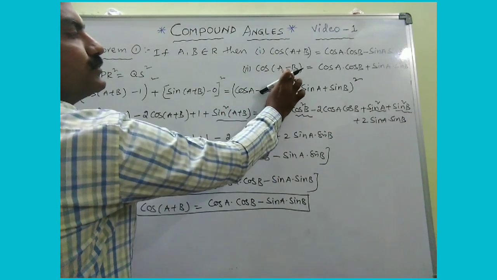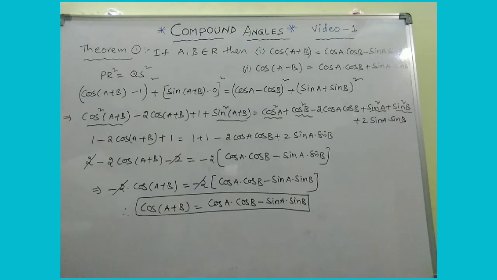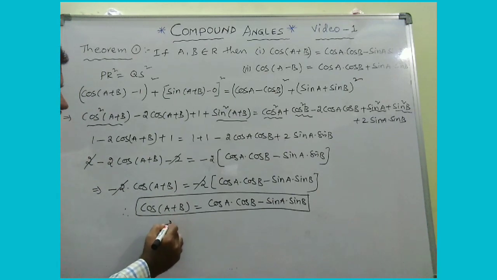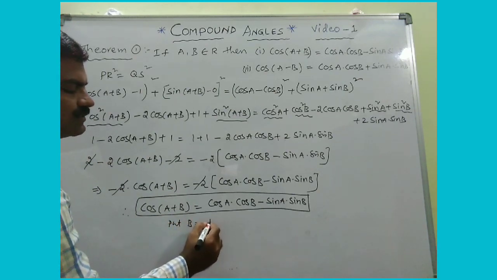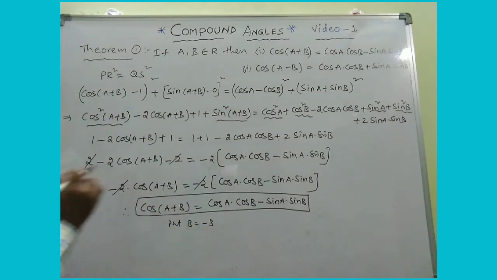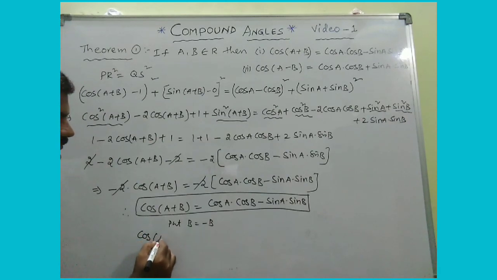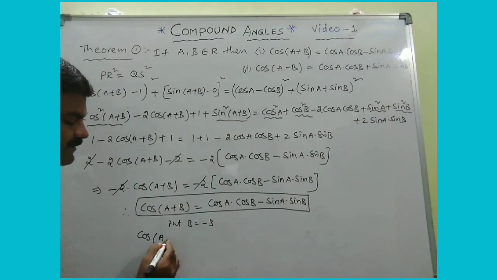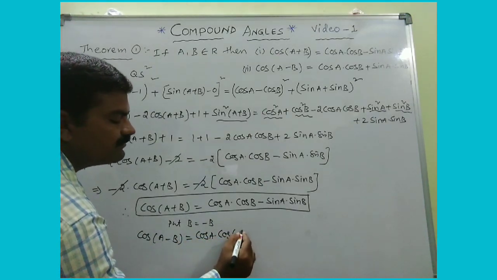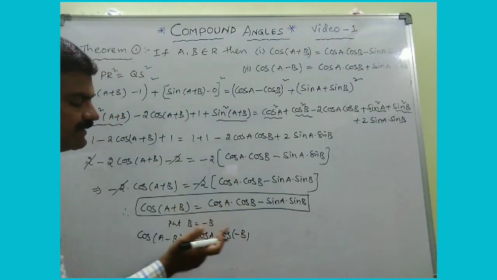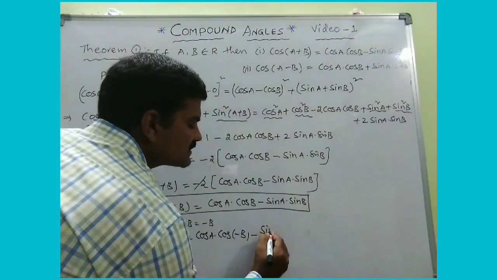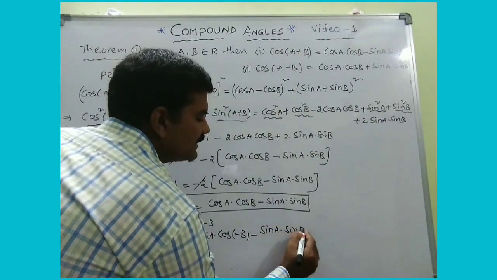Now, how can we prove the second part? The second formula is very easy. Using this, now we can derive all the others. Just do one thing: put b equal to minus b. Just replace b with minus b. Now see the magic. Cos of a minus b, which is equal to cos a into cos of minus b, minus sin a into sin of minus b. So I just need to replace b with minus b.